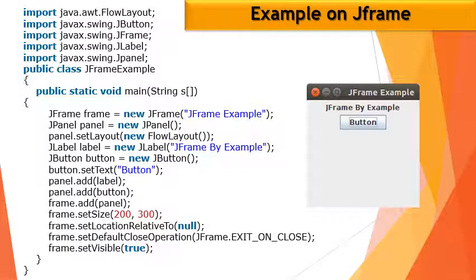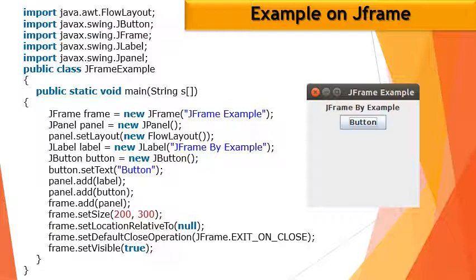So this is the example of JFrame, where a number of packages are imported. We can see these packages: import java.awt.FlowLayout, import javax.swing.JButton, then javax.swing.JFrame, then javax.swing.JLabel, then javax.swing.JPanel. All these packages are used in our program.